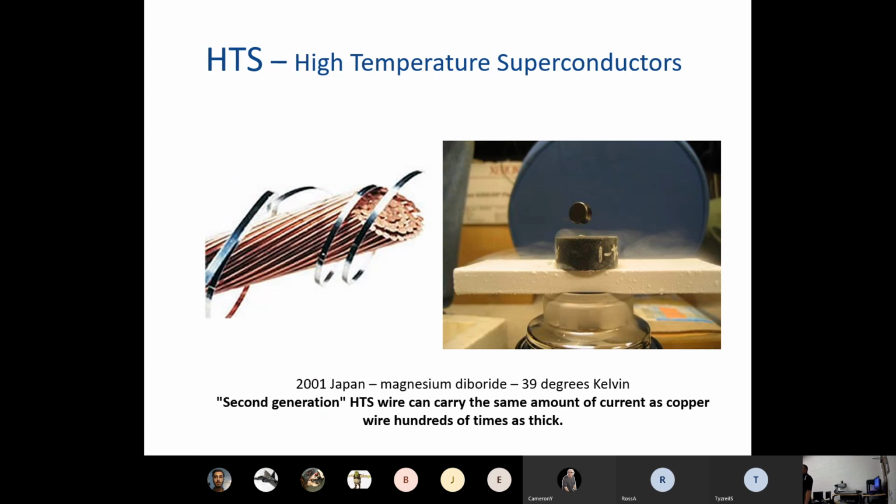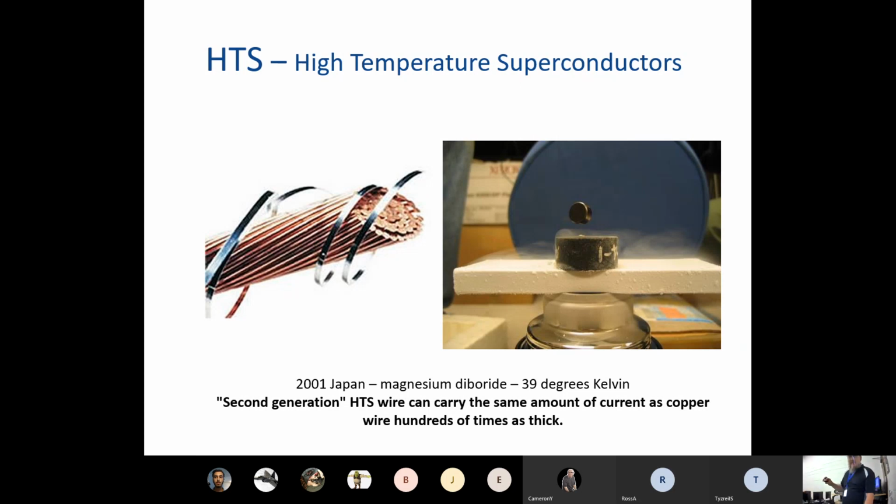Okay, so superconductors, we're kind of going through it, but this is really the only time we talk about it. The HTS, or high temperature superconductors, basically get super hot, which means they have to stay at a temperature that is extremely cold. So in this particular case, we're looking at 39 degrees Kelvin. You can see, I think it's floating, right?